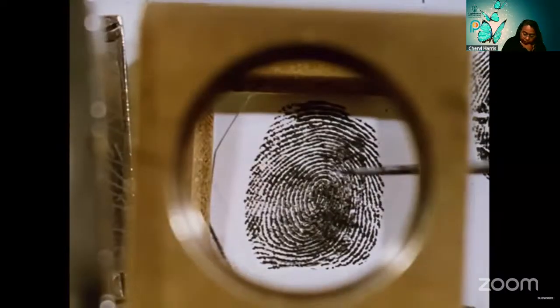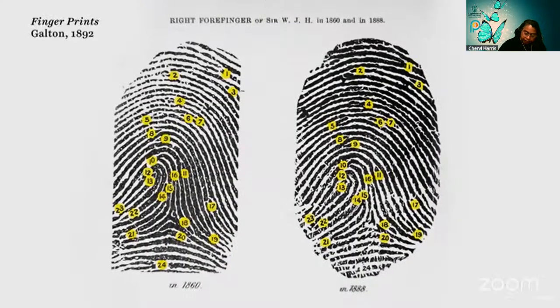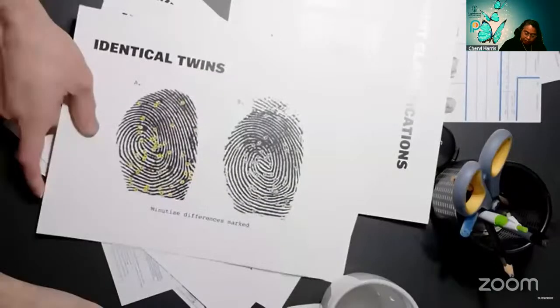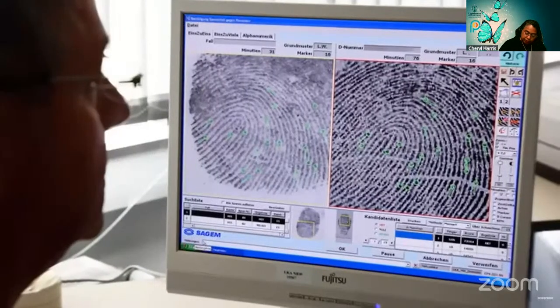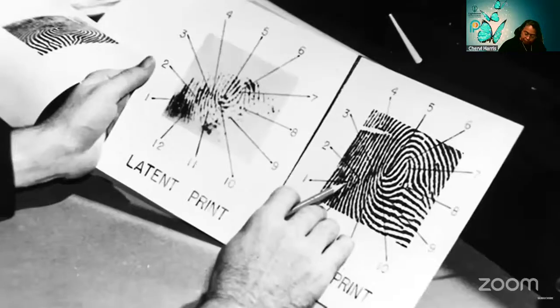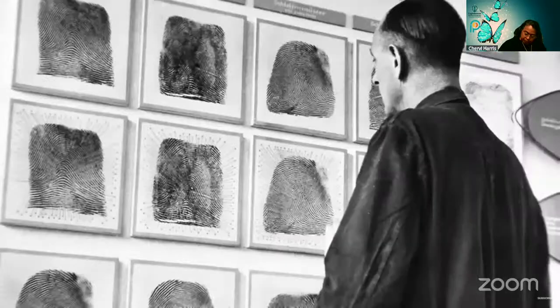So analysts will basically just go ridge by ridge and mark these details, and that is where uniqueness in fingerprints really comes from. Not even identical twins who have matching DNA have matching fingerprints when you get to the minutia. So the minutia is how analysts have been matching fingerprints for more than a century. Is that coming from outside factors? Like it's not genetic anymore?